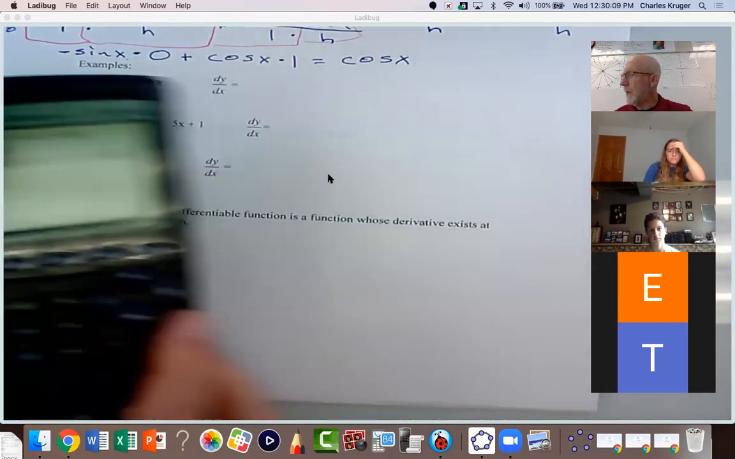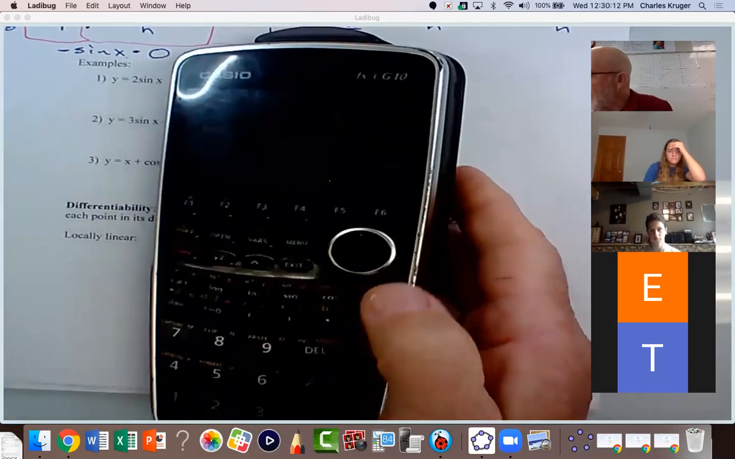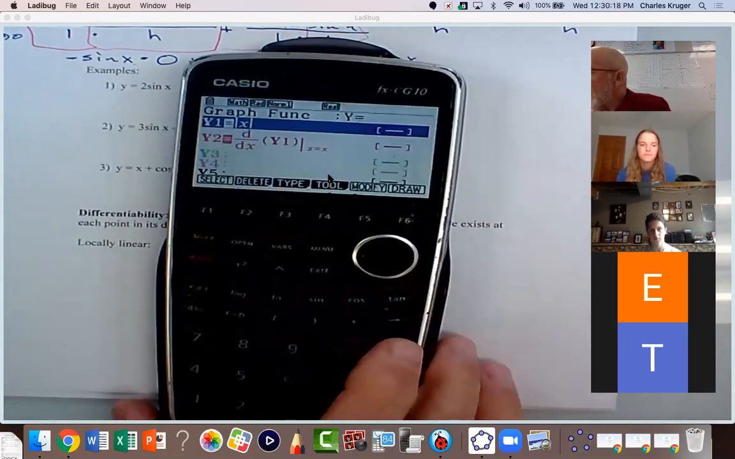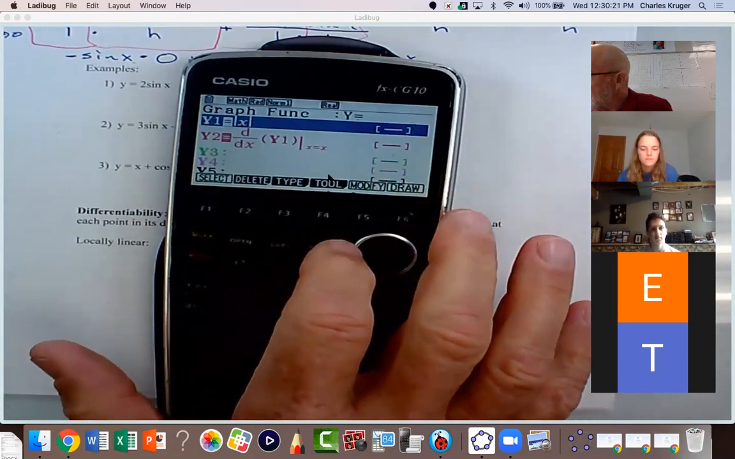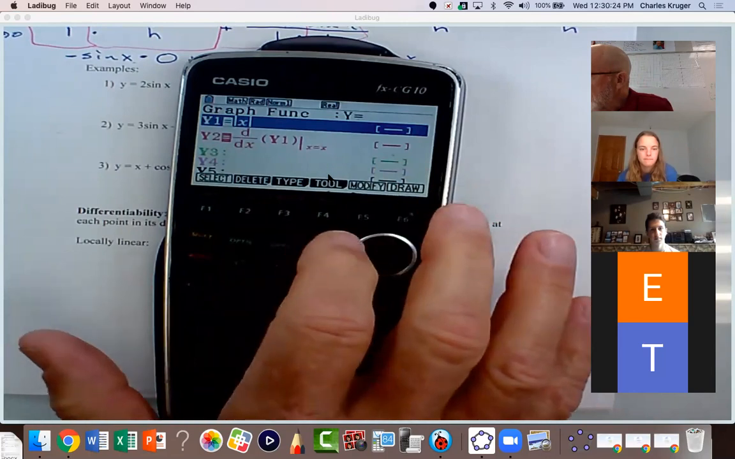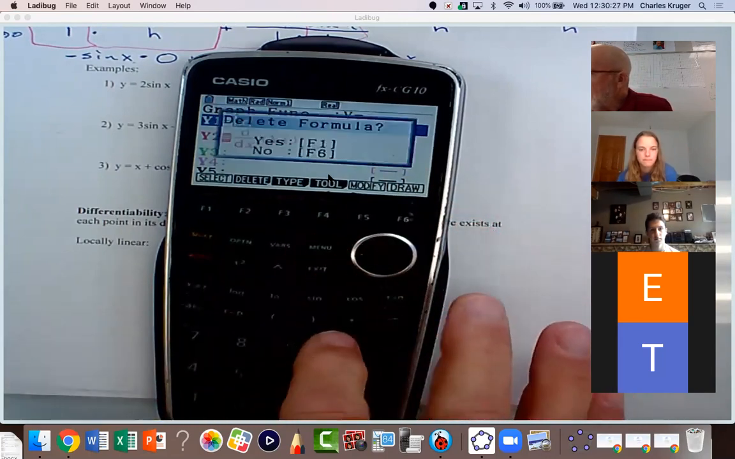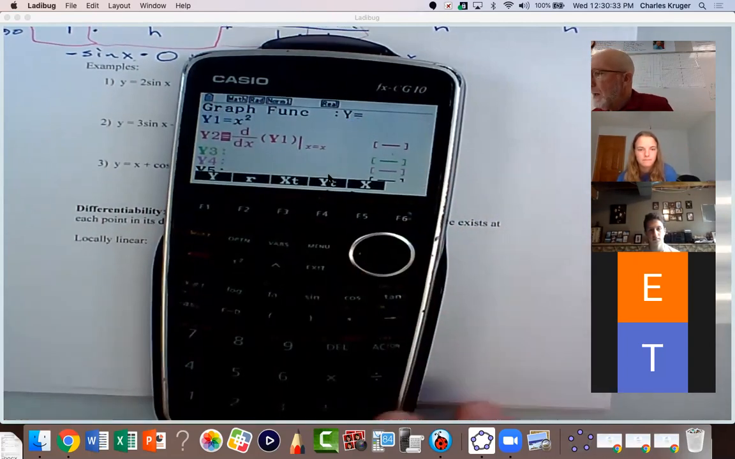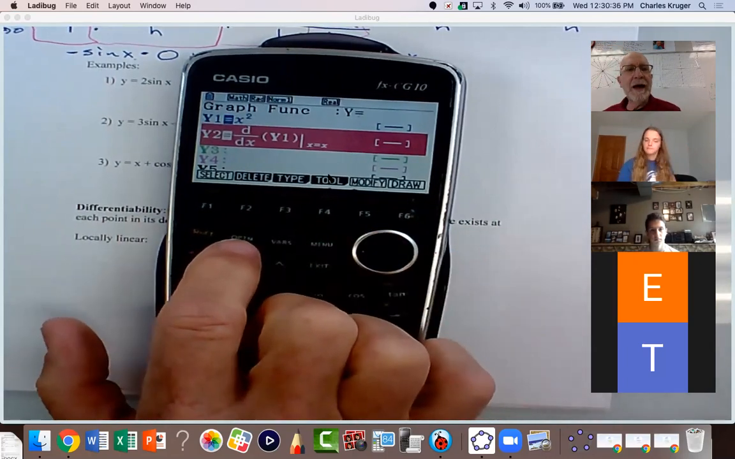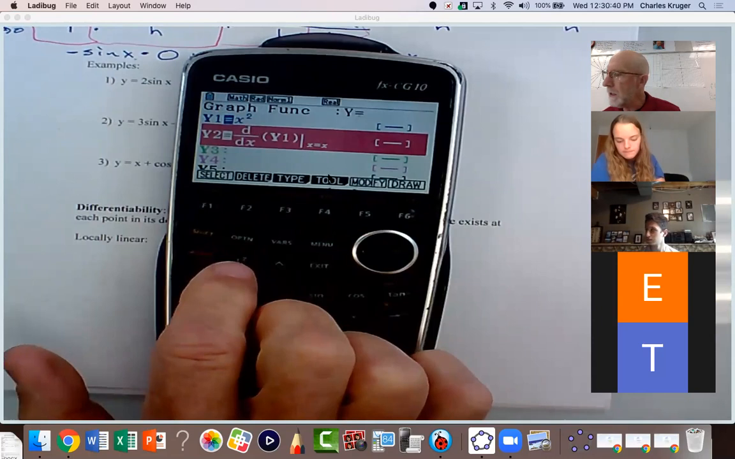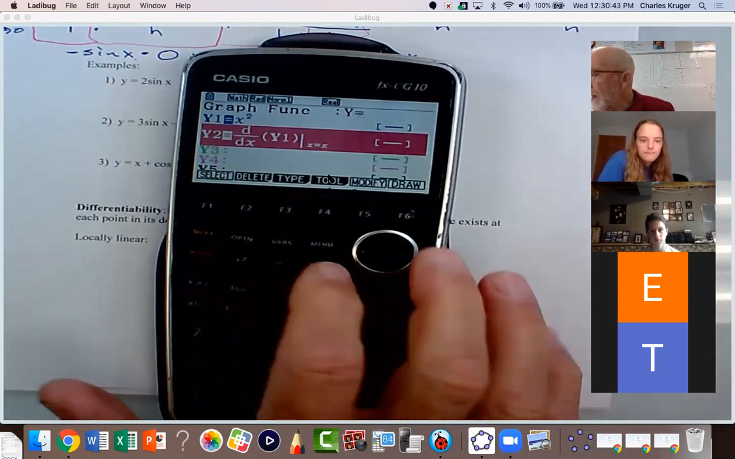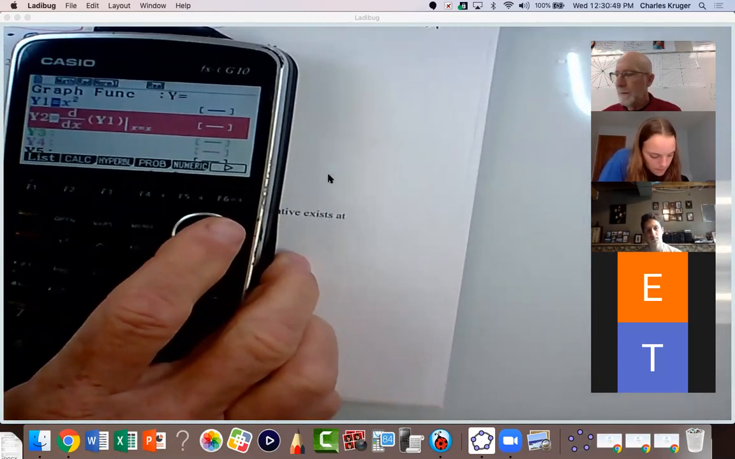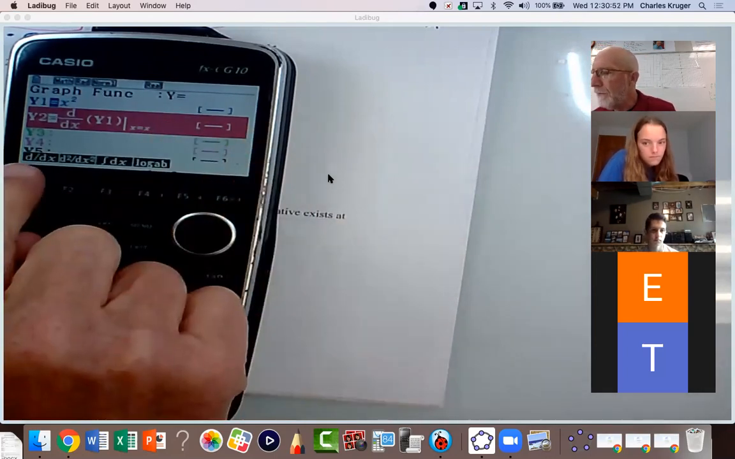Now, Grayson, I know this Casio is different than your Casio, but you're still going to be able to follow along. You'll go to your graph, and I'm going to change this. Where's my delete button right there? And I'm going to type in x squared. And then, Grayson, you have a button that says option, O-P-T-N, I believe. Is that correct? Yep. Yeah, if you press that, you'll get something that says calc. Do you see that? Yep. So you press that. And then you have, this means derivative.